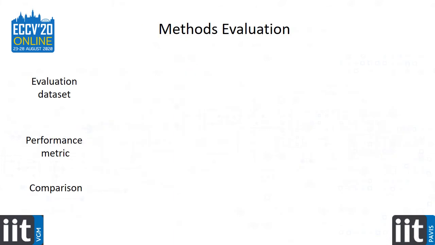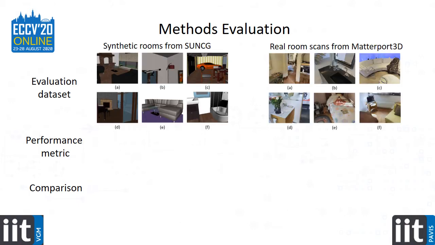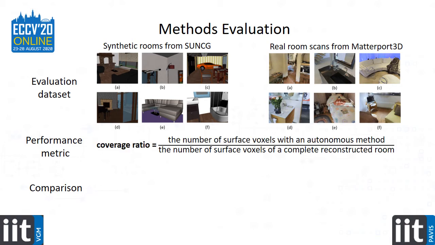Now we introduce how we perform methods evaluation for 3D exploration in this work. We tested the methods with both synthetic rooms from SunCG and real room scans from Matterport 3D. All candidate camera viewpoints are distributed on a sphere surface as introduced previously. The exploration performance is measured by the surface coverage ratio. We compute it as the ratio of the number of surface voxels reconstructed using autonomous methods over the number of surface voxels of a complete reconstructed room.